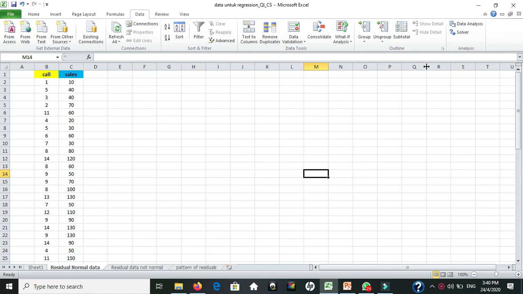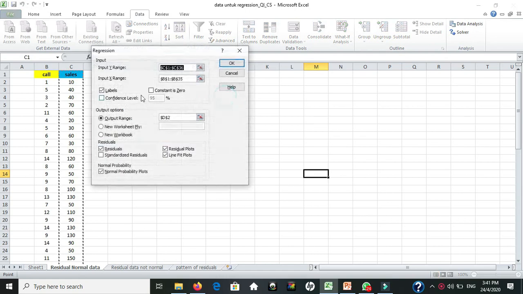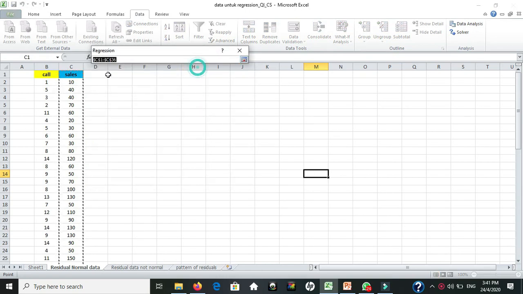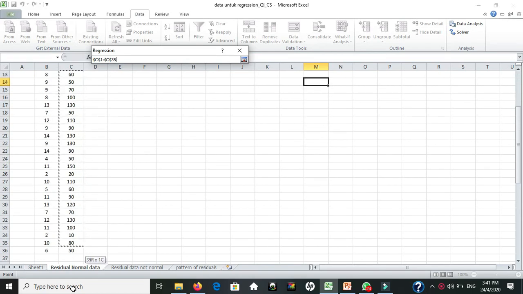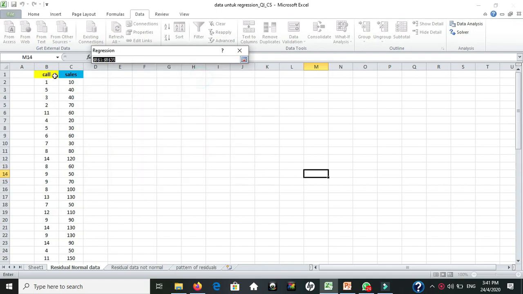To start with, let's say we have this example, the data for calls and sales, and we normally believe that the more calls we make, the higher the sales generated would be. So let's see, is there any relationship between number of calls and the sales volume? First, as usual, we go to data analysis, and then we pick regression. And then here we put the y data in the range. After that, the x data we put here.